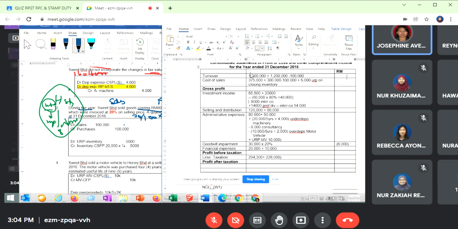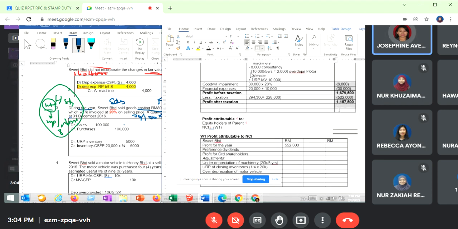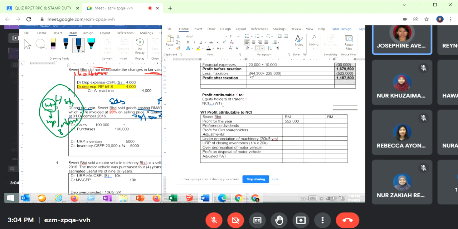So then you add up all this to get the gross profit, the profit before tax, and the profit after tax. Once that is done, then you reconcile. So you start by taking the total profit after tax, bring it down, and then you calculate your NCI portion here.